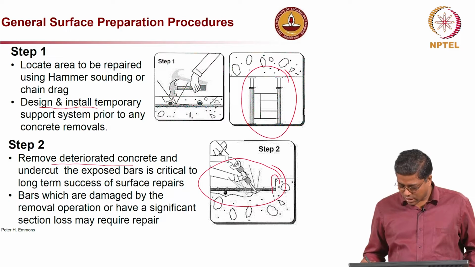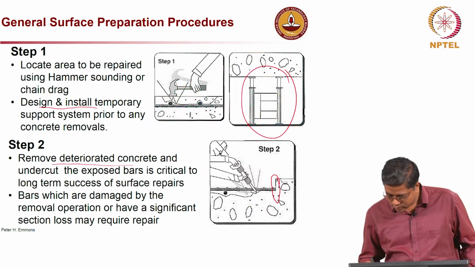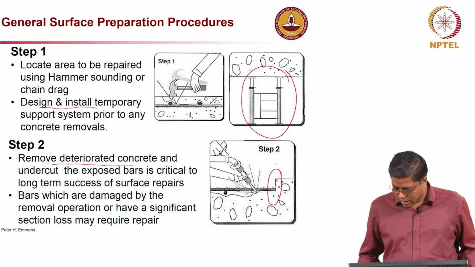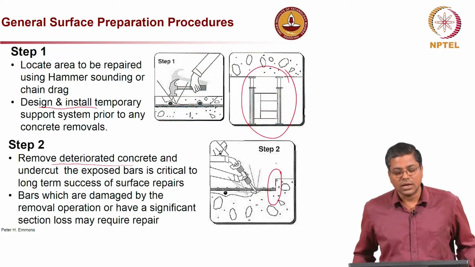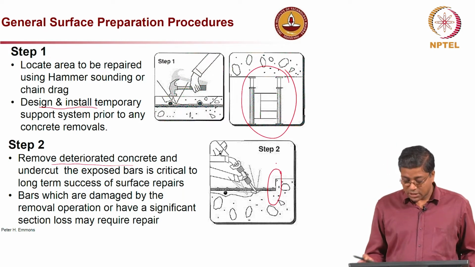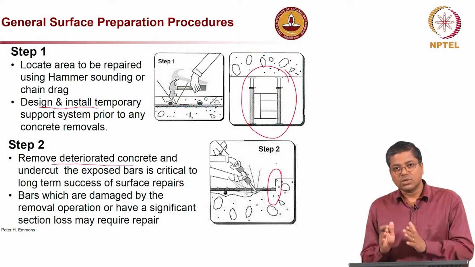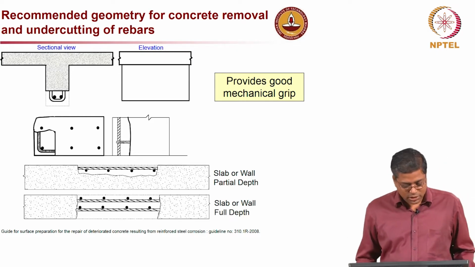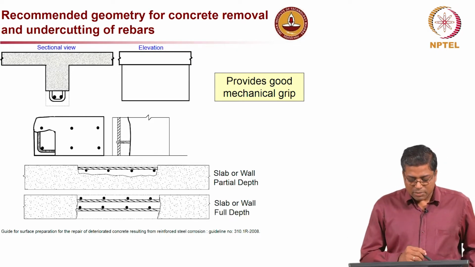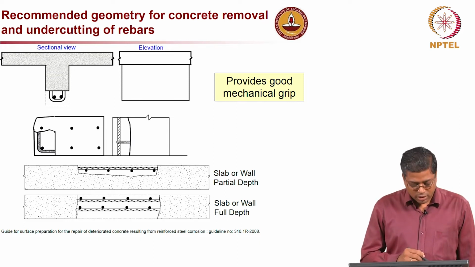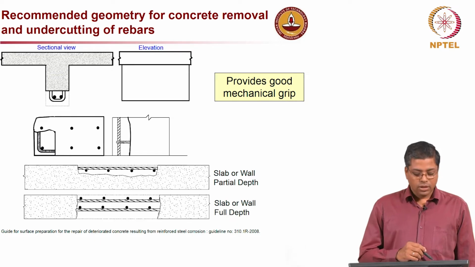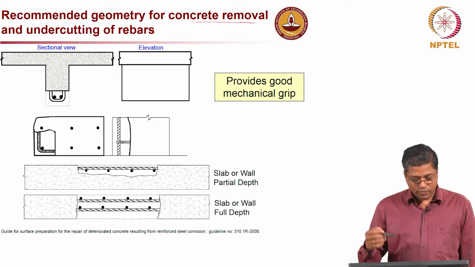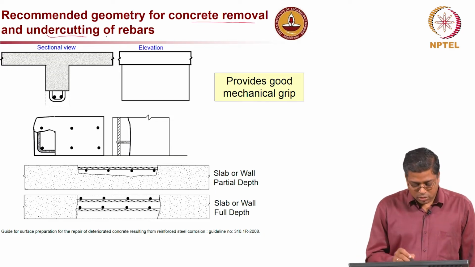For example, if I am cutting this region here, like this part, if I use a saw to cut the edge and in that process the rebars are cut, then definitely that rebar needs to be replaced. Even if it is a partial cut, there will be stress concentration, so you have to replace that rebar, or better, avoid such things. Now, the recommended geometry for defining from which location the concrete should be removed, and also for undercutting.